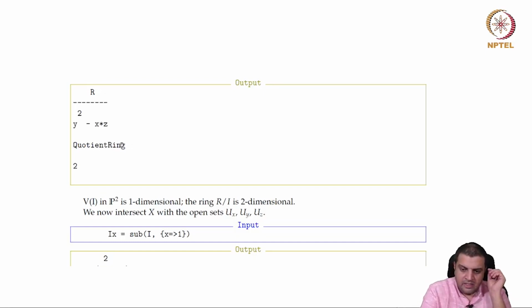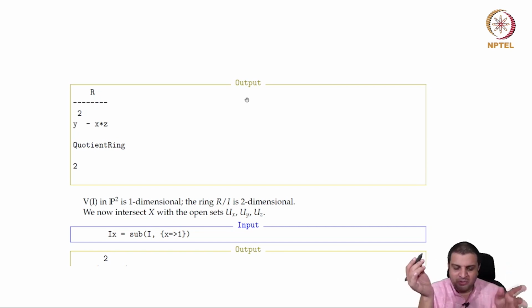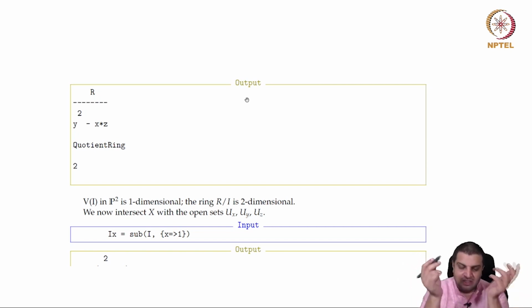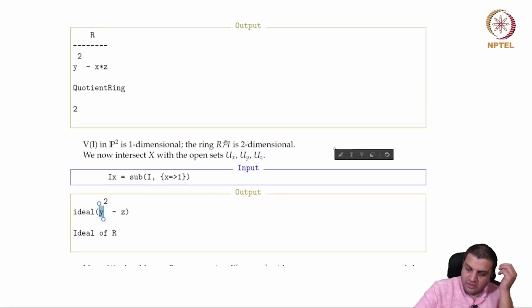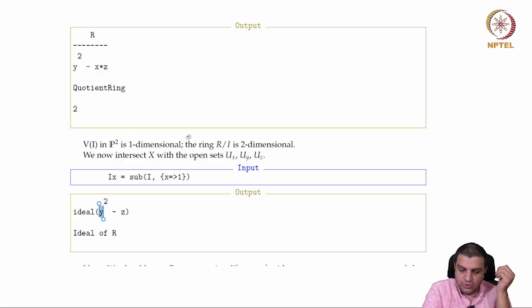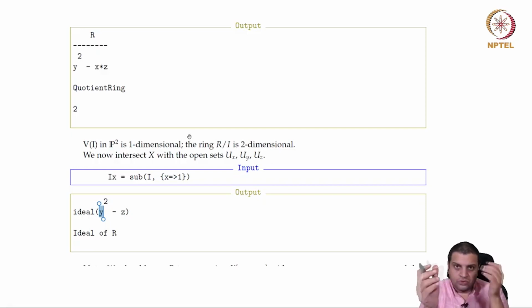And we ask for its dimension, it is 2. So the dimension of the projective variety is computed exactly as we were discussing in the lecture. The ring is 2-dimensional, and V is inside P2, 3 variables, so it's 1-dimensional. Now let's see what this intersection with open sets looks like.